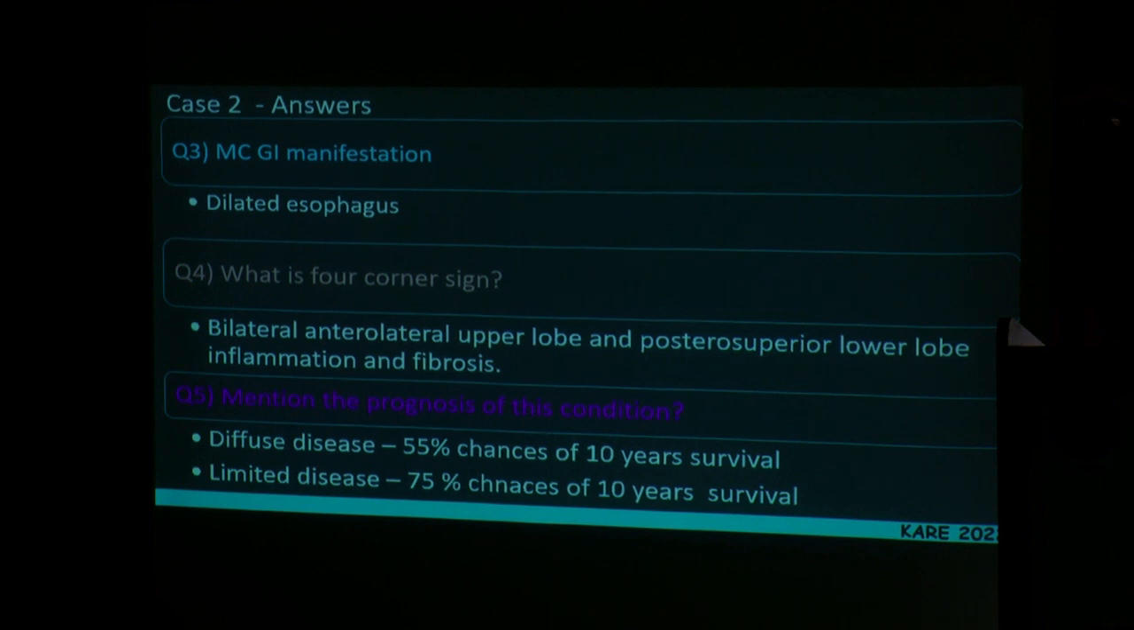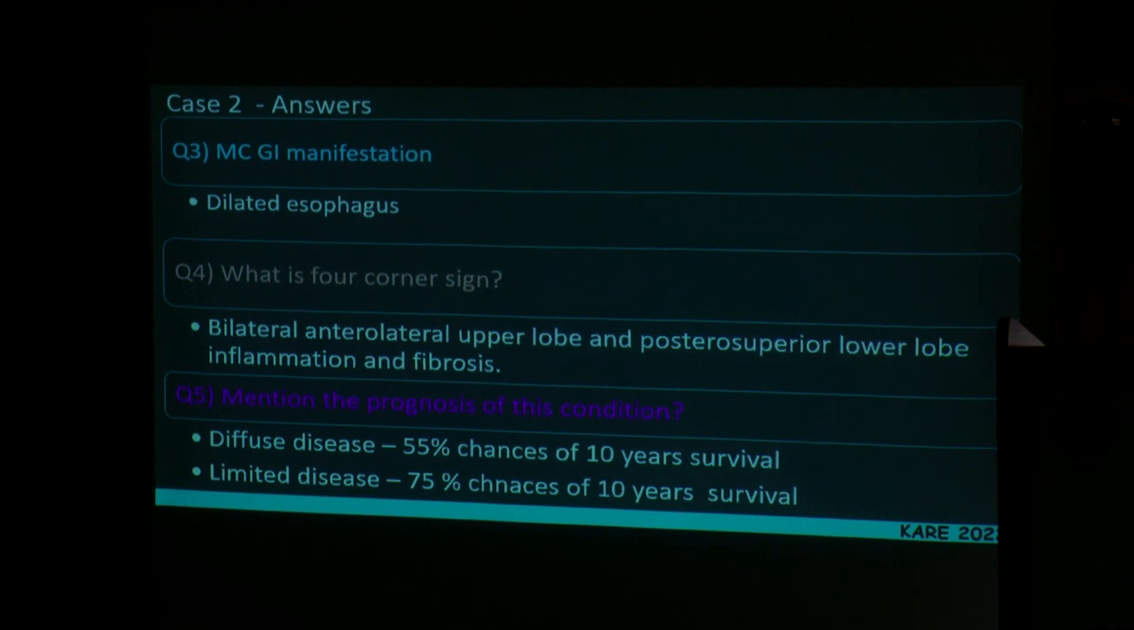Apart from the NSIP pattern you see in scleroderma, there is indirect involvement of the lung due to recurrent aspiration. In a patient with known scleroderma without an NSIP pattern, you should look for aspiration pneumonitis changes due to the dilated esophagus, muscle atrophy, loss of peristalsis. Now this is a new sign they have come forward with: what is the four corner sign? I will show you the image subsequently, and mention the prognosis of this condition.